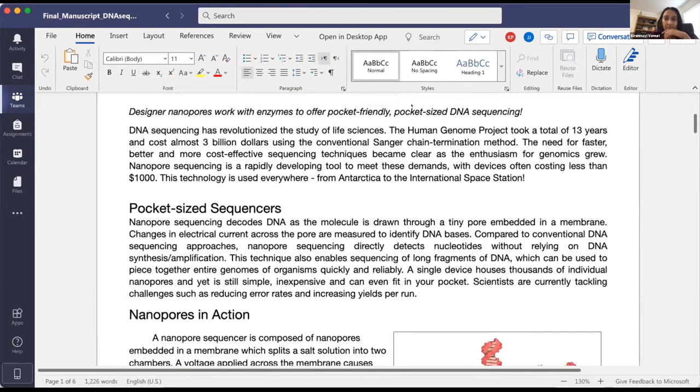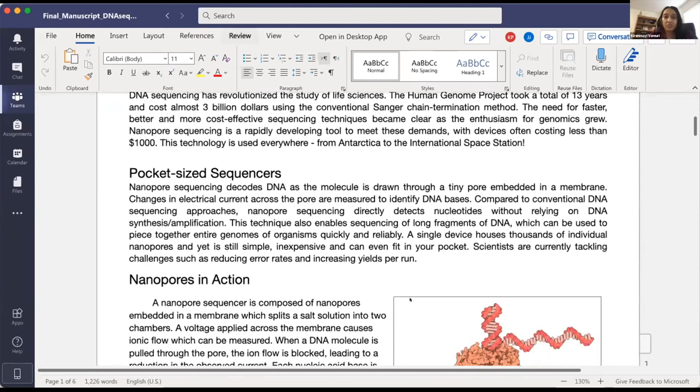So our teaser is: designer nanopores work with enzymes to offer pocket-friendly, pocket-sized DNA sequencing. DNA sequencing has revolutionized the study of life sciences. The Human Genome Project took a total of 13 years and cost almost $3 billion using the conventional Sanger chain termination method. The need for faster, better, and more cost-effective sequencing techniques became clear as the enthusiasm for genomics grew. Nanopore sequencing is a rapidly developing tool to meet these demands, with devices often costing less than $1,000. This technology is used everywhere, from Antarctica to the International Space Station.